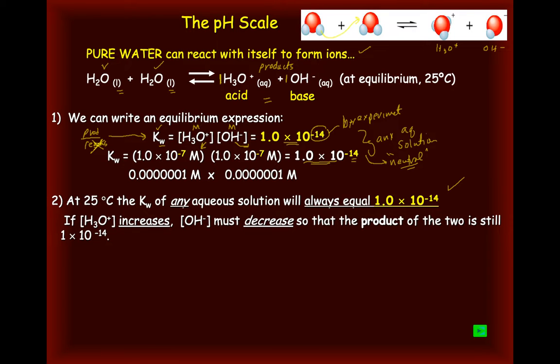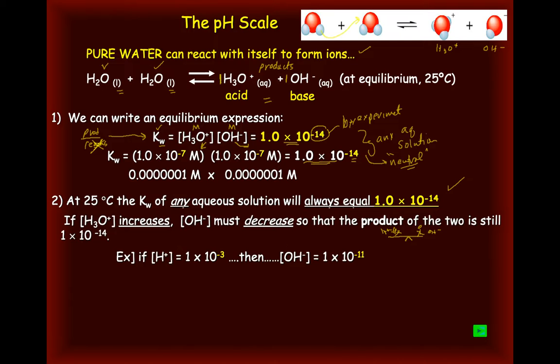I want you to think about it like a seesaw. If you had a person sitting here and a person sitting here, and they were at a level elevation, where one person was at the same level as the other, you would have equal amounts of both, right? So if the H is equal to the OH, there's only one way you could be equal. Now, if you were to change this, if the H plus should suddenly go up, then the OH would go down to compensate for this, and you would still be equal to negative 14. We're going to get to this in a minute.